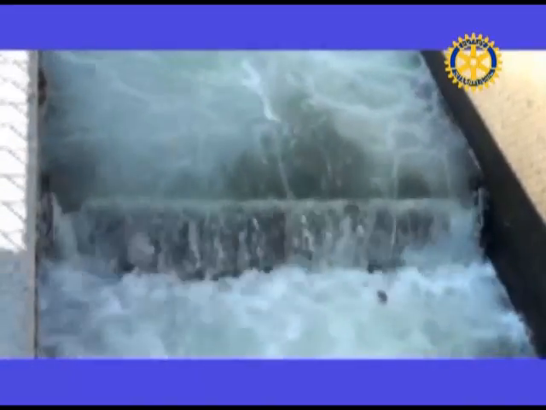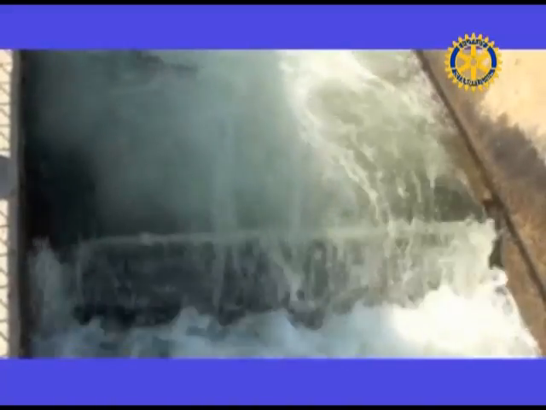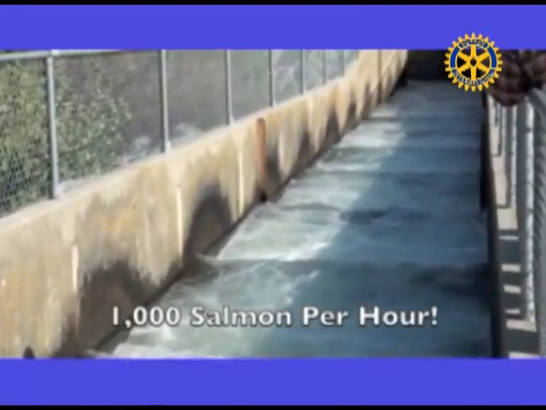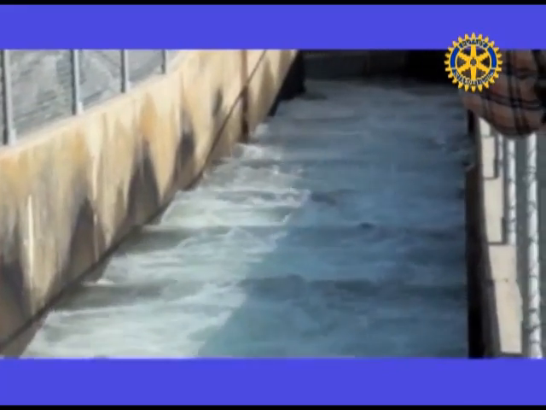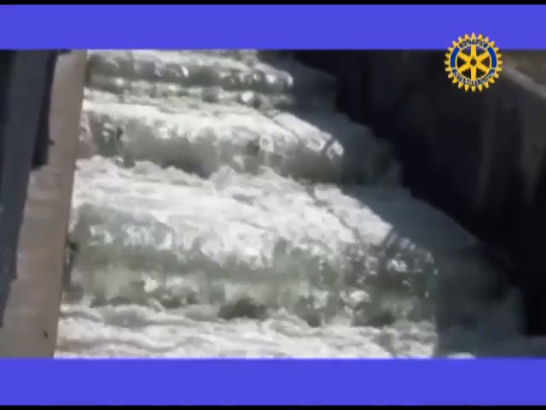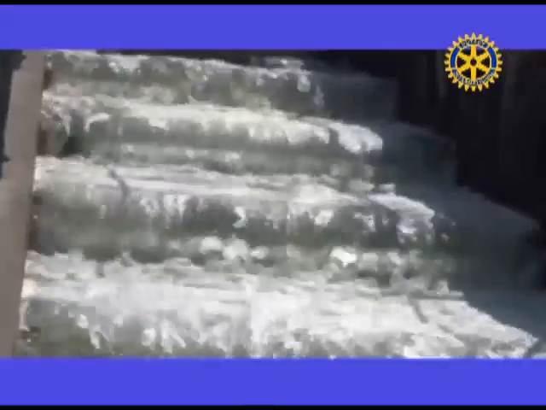A fish ladder is a series of ascending pools that are reached not by climbing rungs, but by swimming against a stream of water. The fish leap through the cascade of rushing water, rest in the pool, and then repeat the process until they are beyond the dam.